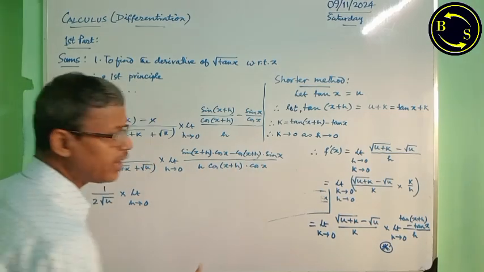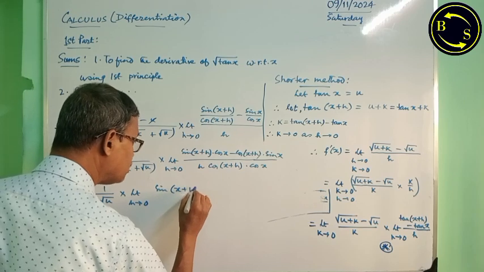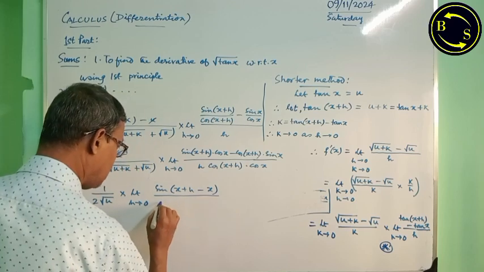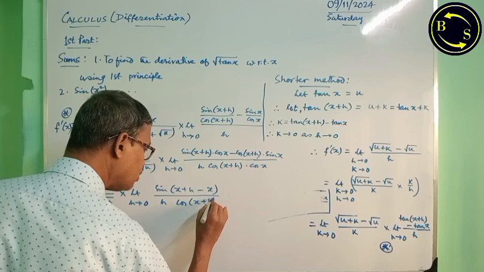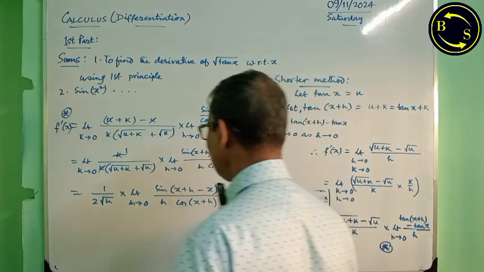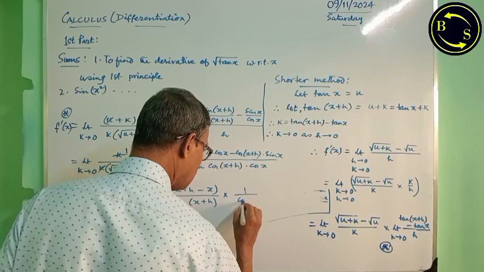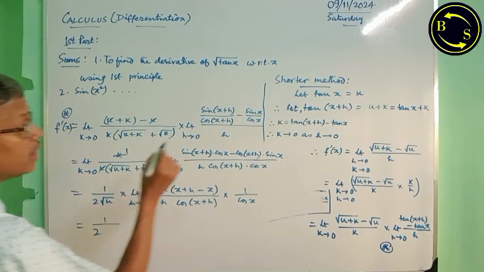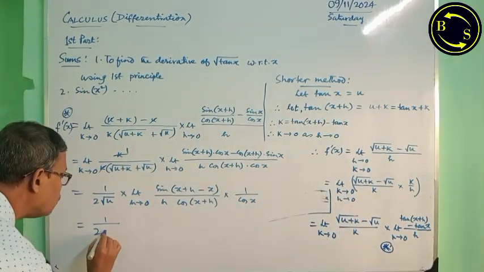Sin a cos b minus cos a sin b form. That means sin of x plus h minus x by h into 1 by cos of x plus h. Since cos x is independent of h, this can be taken outside as 1 by cos x. Already we have taken u equal to tan x, that means this becomes 1 by 2 root over tan x.